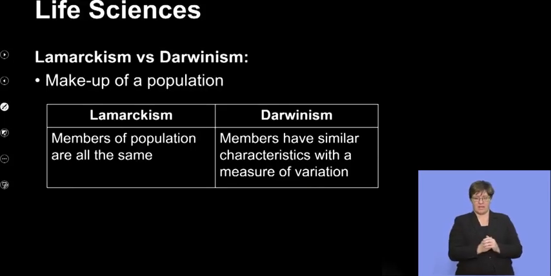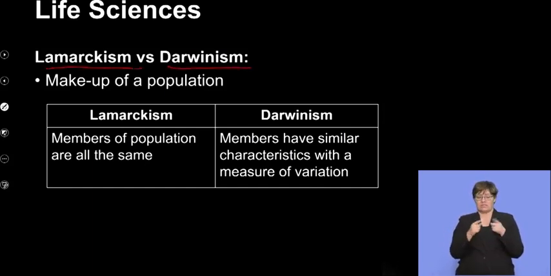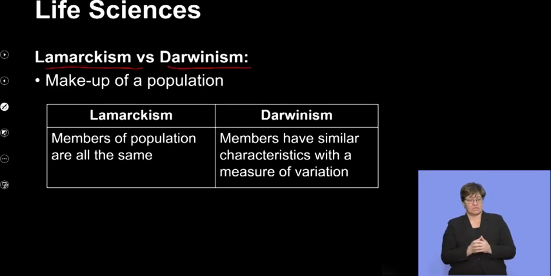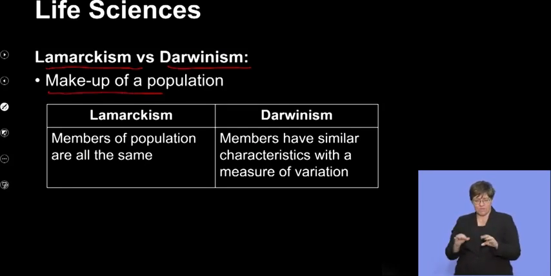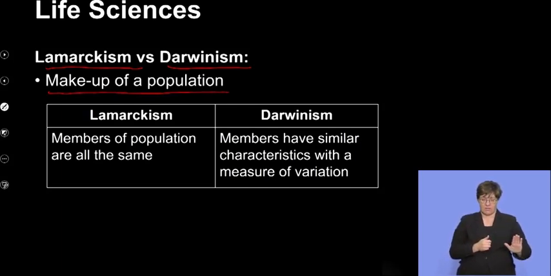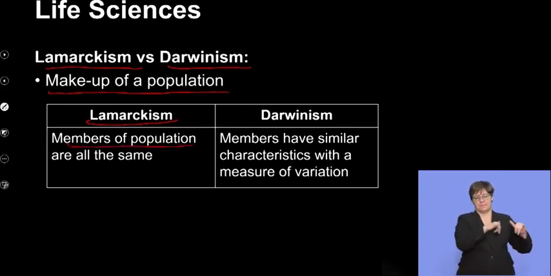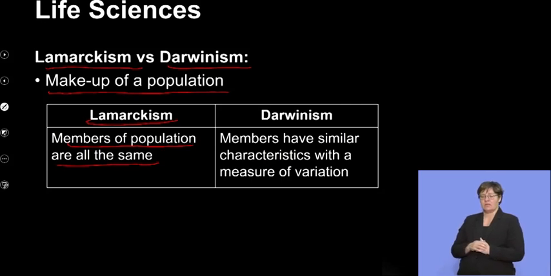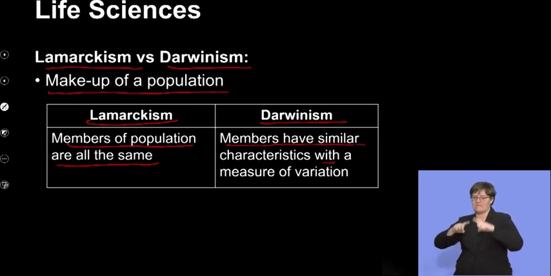All right, so we're first going to compare the differences between Lamarck or Lamarckism and Darwinism, and it's very important that we do know the difference. So the first difference we're going to have a look at is the makeup of a population. Under Lamarck's theory, he believed that all the organisms were the same. So they were all born with exactly the same characteristics, and there was no variation. Whereas if we have a look at Darwin's theory, we see that members have similar characteristics, but there is variation amongst the offspring.